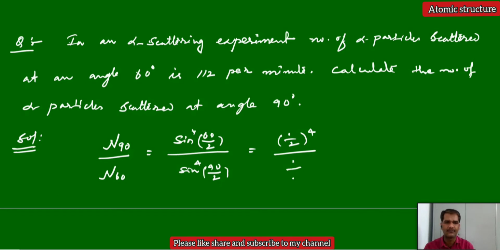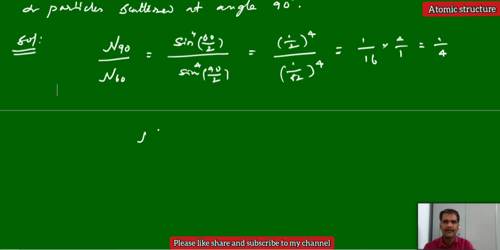So the ratio is 1 by 16 divided by 1 by 4, which is 1 by 16 into 4 by 1, so 1 by 4. Then the number of alpha particles at 90 is equal to 1 by 4 into the number of alpha particles at 60. They gave how much? 112. So we will get 28 alpha particles.